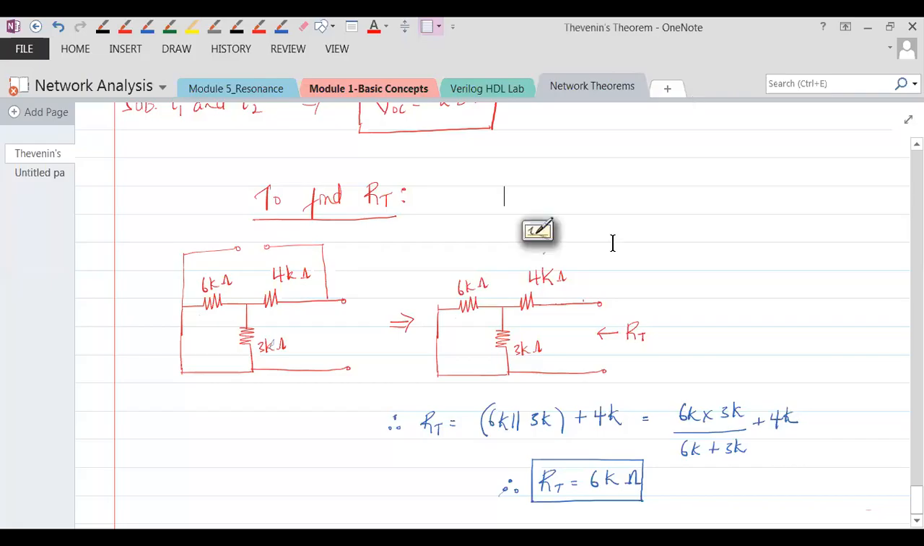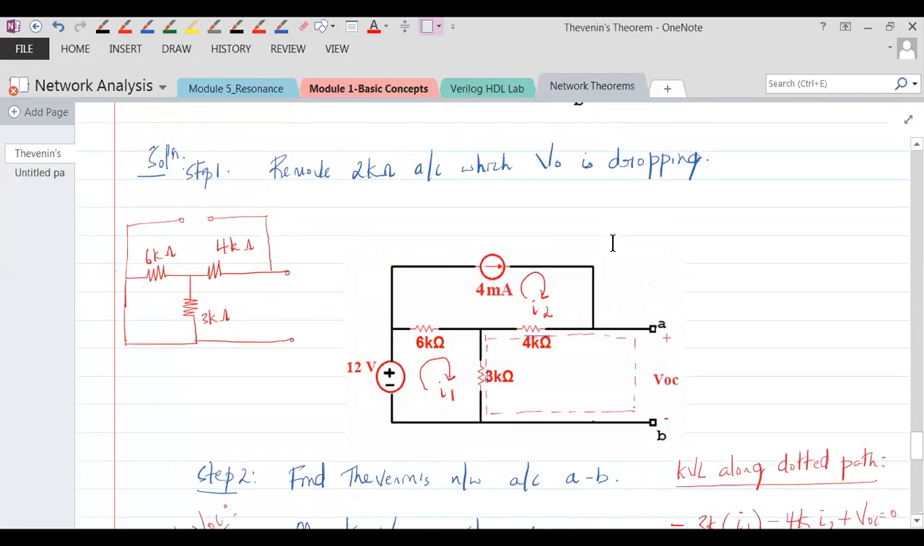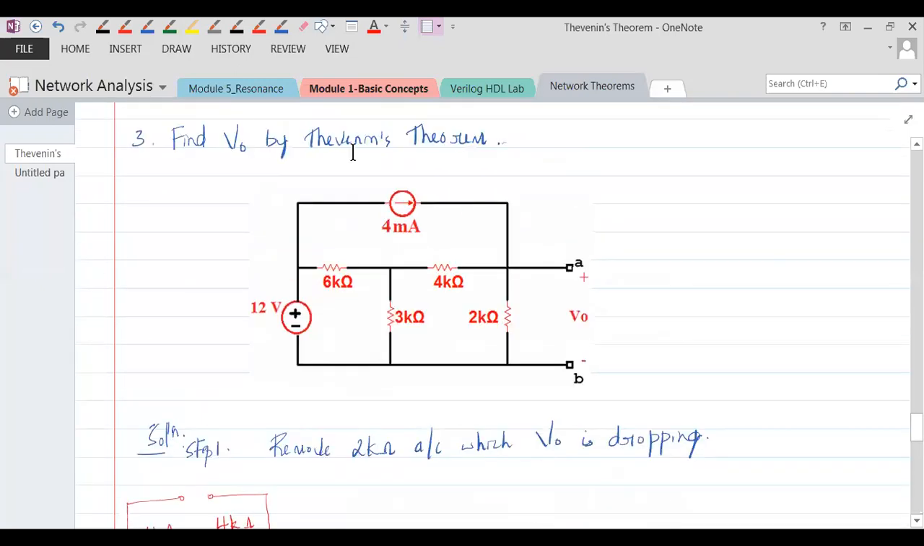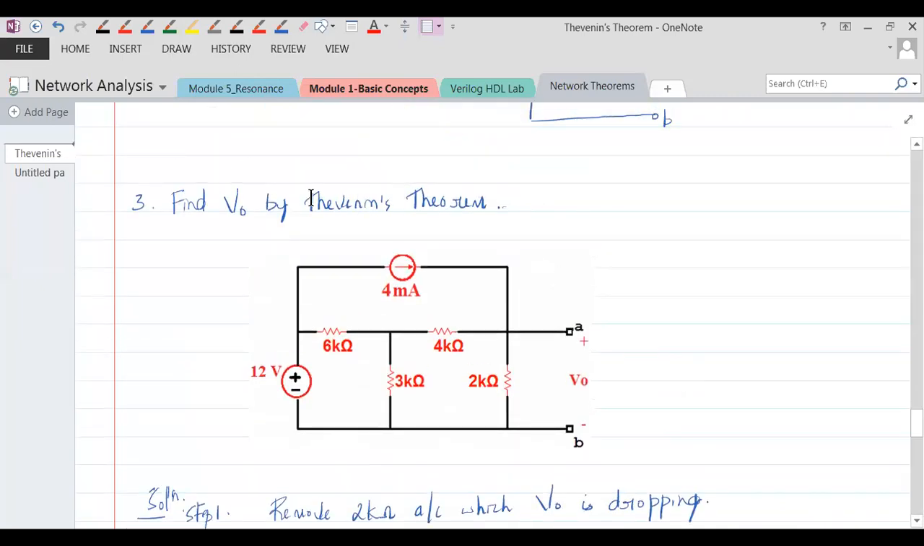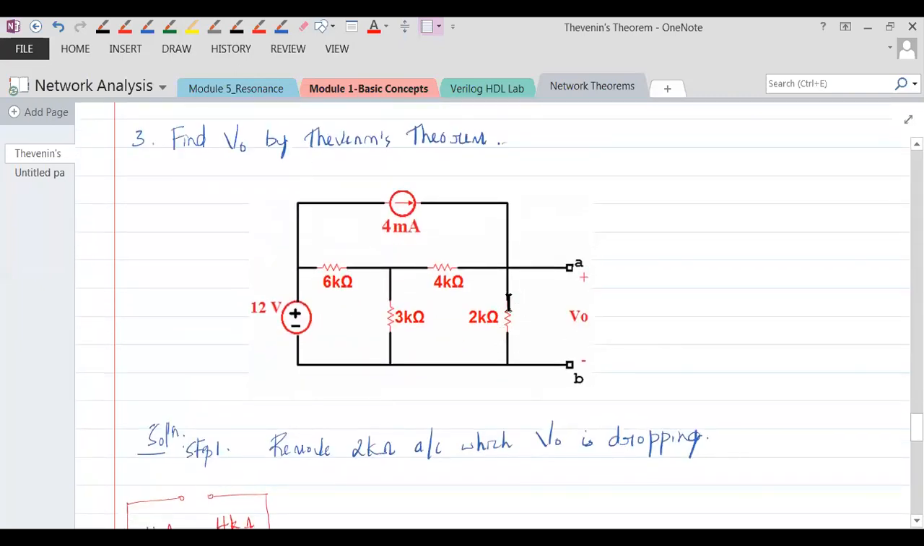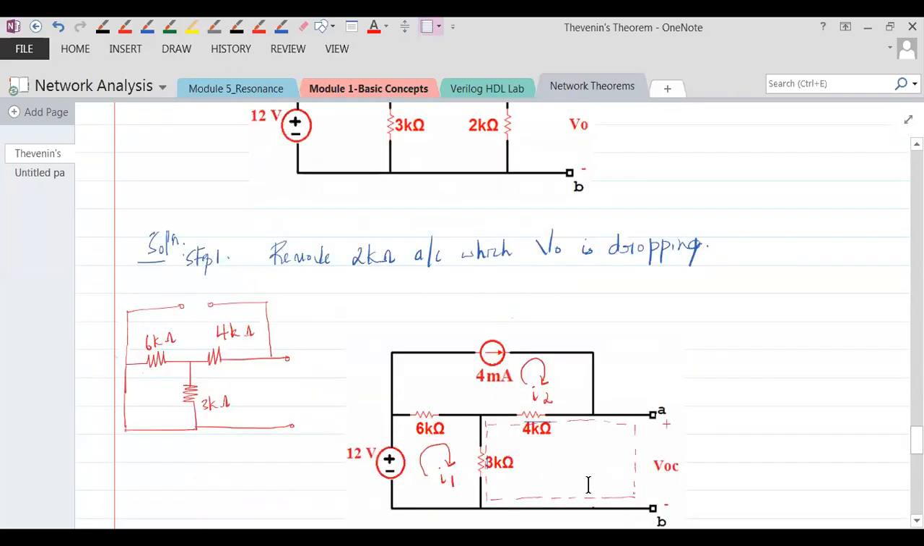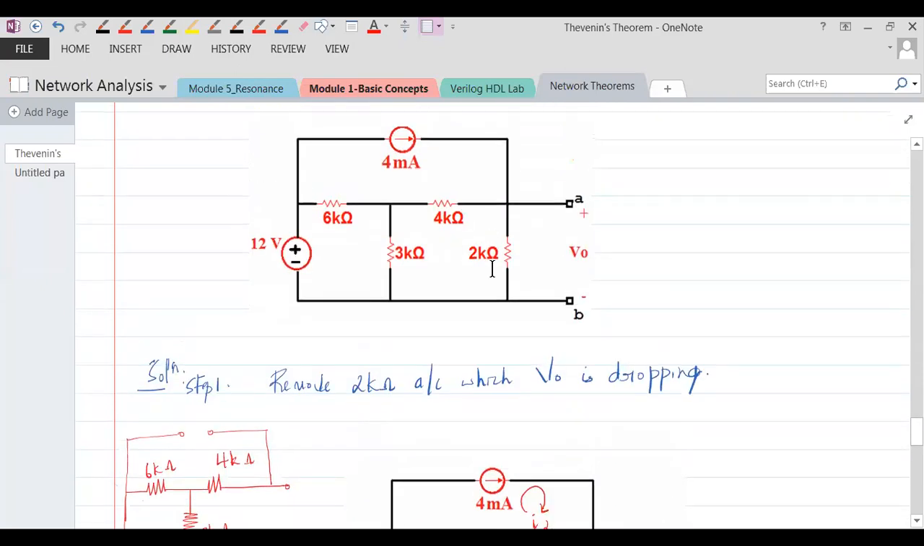Yeah, we were looking at this particular problem wherein we were asked to find out the voltage by Thevenin's theorem. Okay. Now, since they have asked us to find out the voltage across 2 kilo ohms, what we did is we separated this 2 kilo ohms. See here, we have removed that 2 kilo ohms from the circuit because this is where I have to be finding out V naught. So after separating, I find this AB as open circuit terminals.